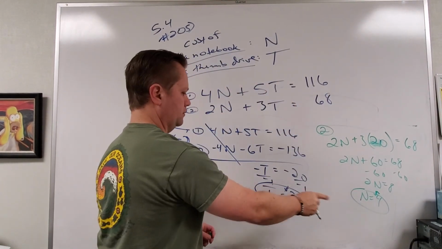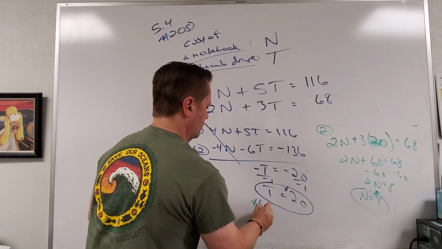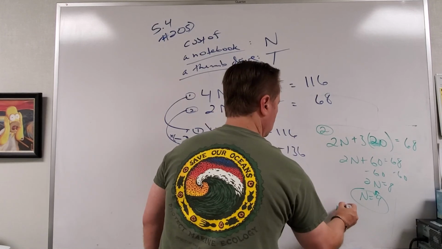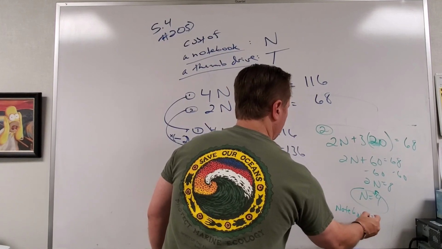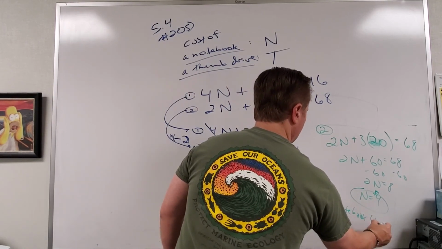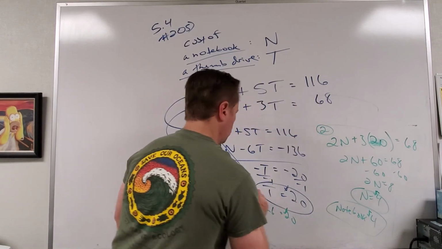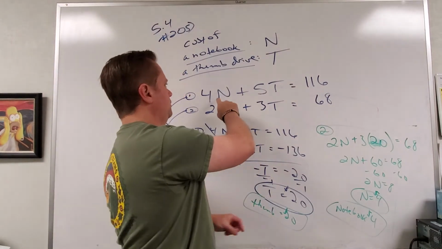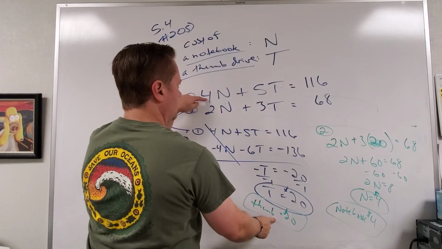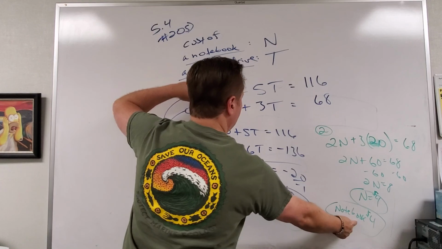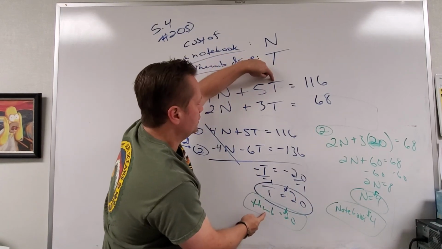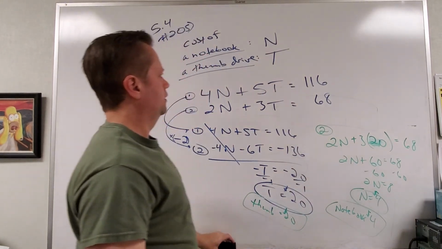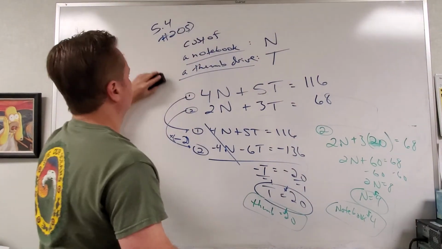$4 for a notebook and $20 for a thumb drive. Thumb equals $20, that's right. We're getting body parts off the black market. Notebook is $4. And you can check it when you plug it in. 16 plus 100 is 116. Sweet. Okay, so you can pause it.